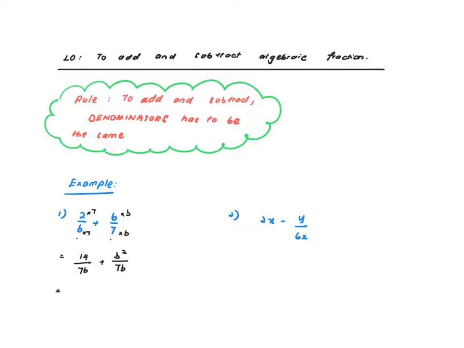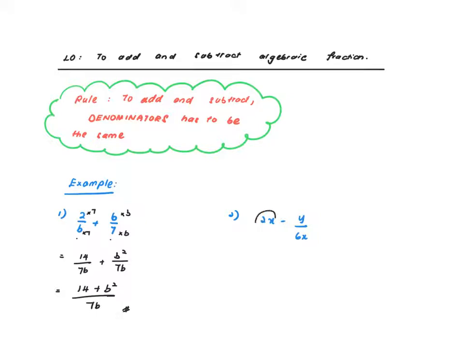And now because our denominators are the same, we can now add our numerators. So we write it down as a single fraction: 14 plus b squared over 7b. And that's it. This is our answer. We will leave it as a fraction. Okay, let's take a look at question 2.